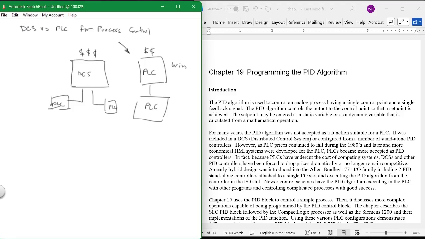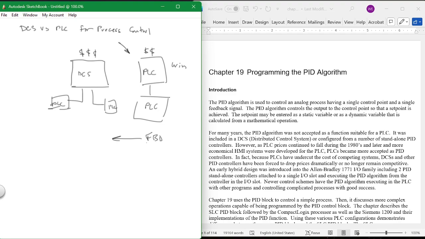Now, dirty little secret is that the FBD, function block diagram, language of the PLC looks very similar to that of the DCS. But the DCS has a lot of pre-programmed functions that allow you to do a lot of very sophisticated things very simply. So you can throw a lot in there and very quickly have it work. Okay.